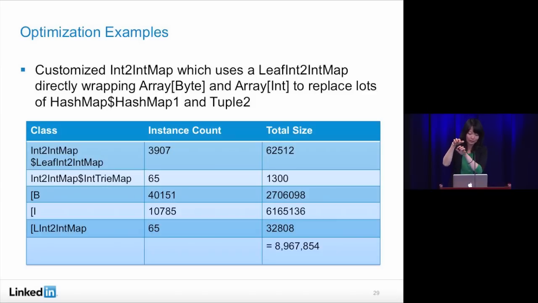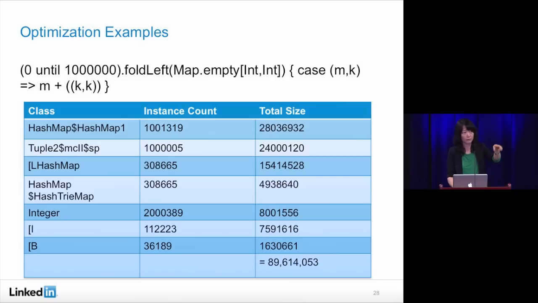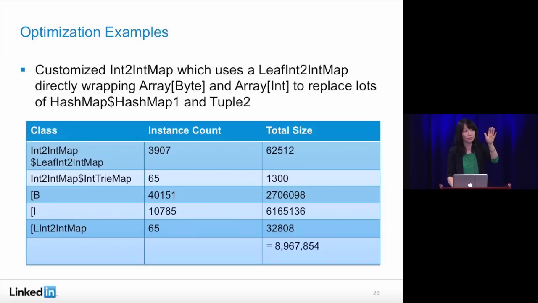with the leaf layer byte to reconstruct an integer key. So this is just a customization for the int-to-int mapping. And after our customization, taking a heap dump of the same code snippet, using our customization is about 10% of what the default Scala collection would use in terms of memory usage.